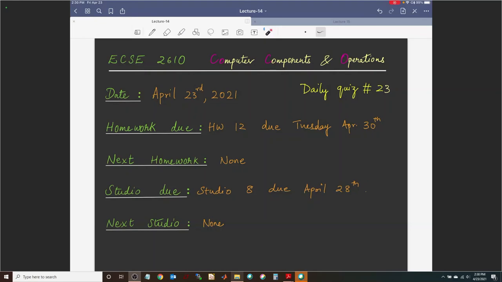Alright, so we are continuing our discussion on finite state machine design. The daily quiz for today is quiz number 23, available throughout the day. Please go to GradeScope to answer these four simple questions. I'm glad that you have increased the participation as far as daily quiz is concerned. So that's good to see. Keep that up. We have one more week of classes left. So Friday of next week will be our last class for the semester.